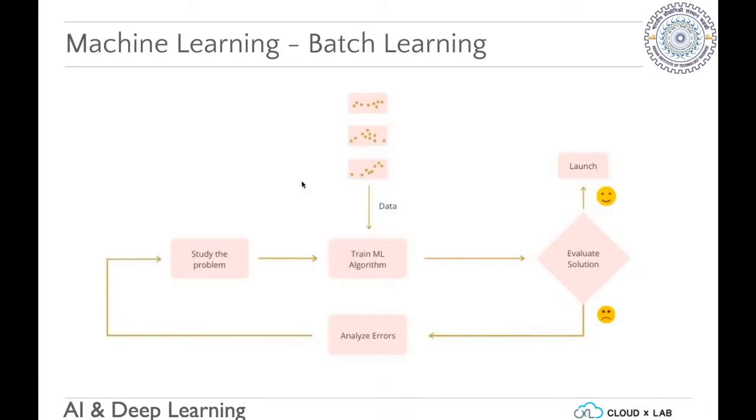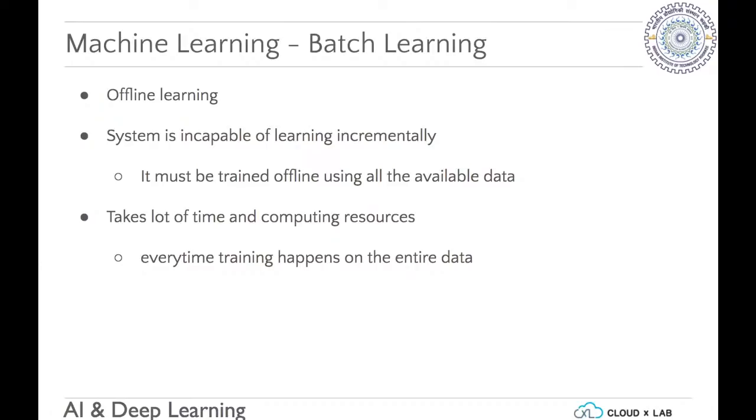We have a lot of data. We are training it on maybe very high-end systems, and then pushing it to the production real-life scenario, where the user is coming, or a production where it has to continuously predict. So here, in case of batch learning, the prediction will happen very often, but training will not happen that often, right? So batch learning is also called offline learning.